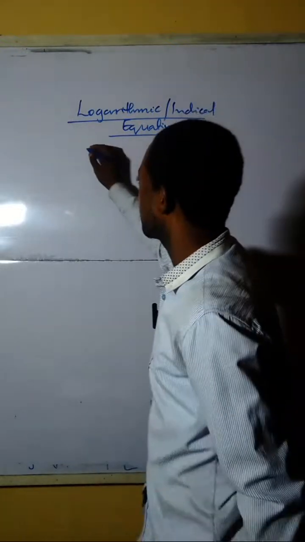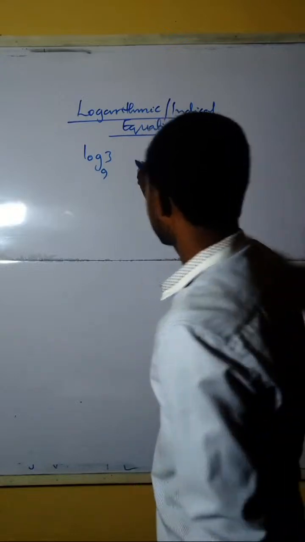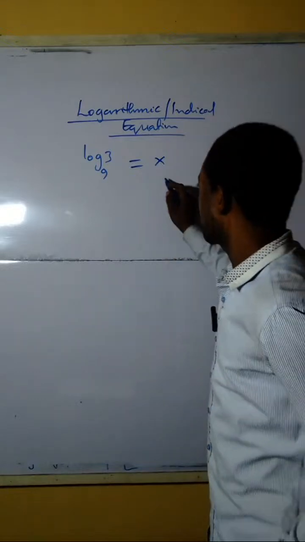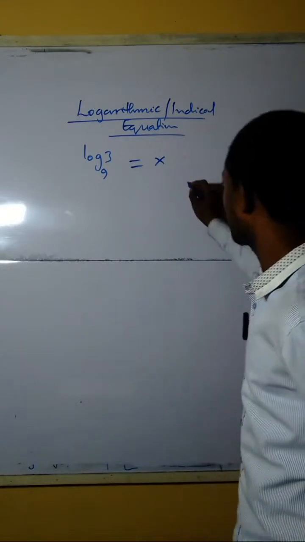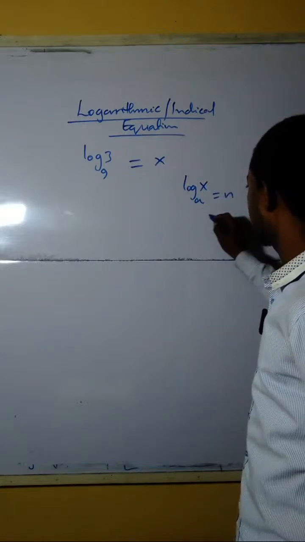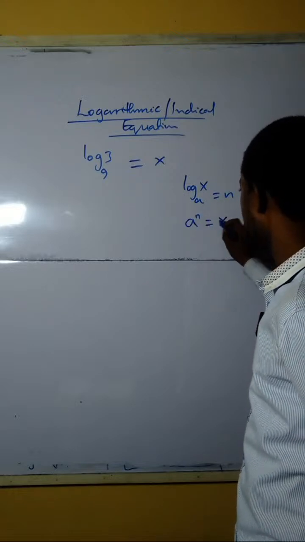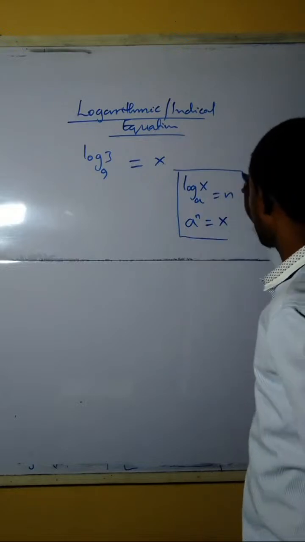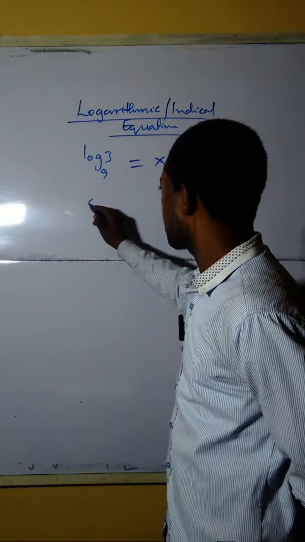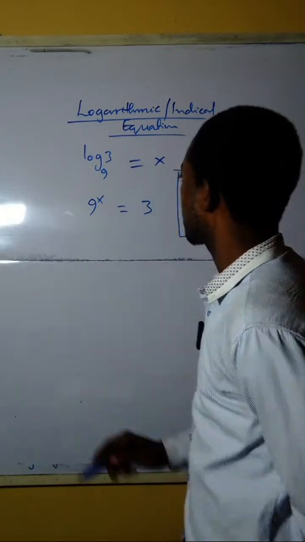So from here, we have log 3 to base 9. We can say let this be equal to a letter x. Then from the relationship which we have, when we have log x to base a equals n, which is the same thing as a raised to power n equals x. So this is the relationship between logarithm and indices. That is, from here, we can say 9 raised to power x equals 3.